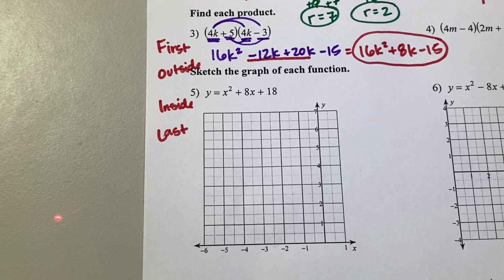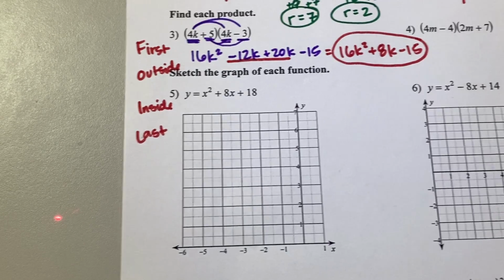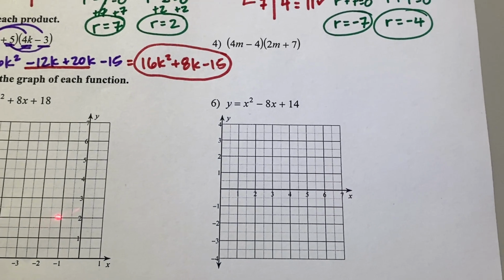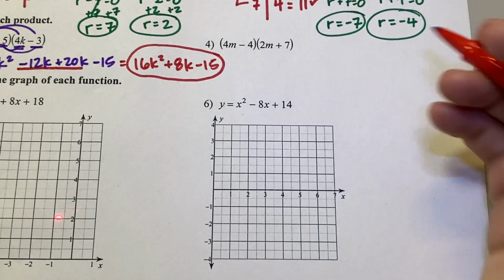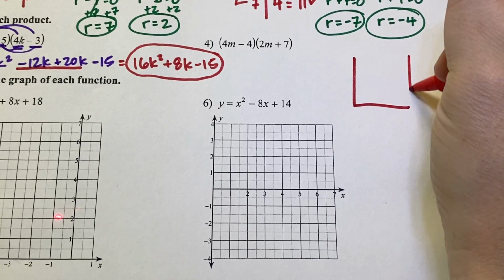Beautiful. Okay, so that was the FOIL method. Personally, I actually like the FOIL method better. To me, it seems a little faster. But let's go ahead and do the box method for number 4. Okay, so the box method.